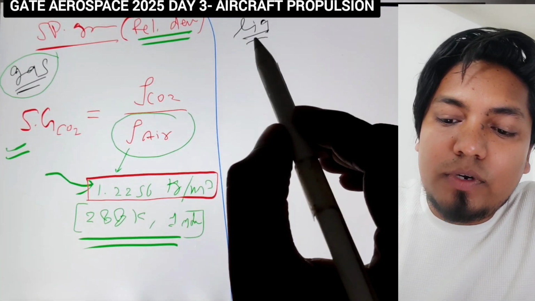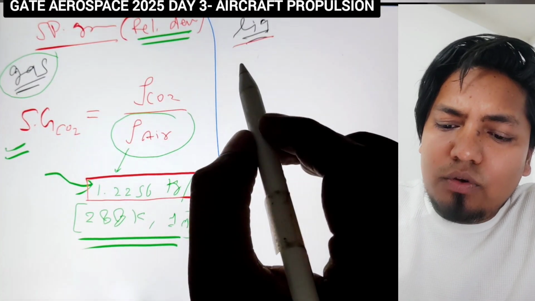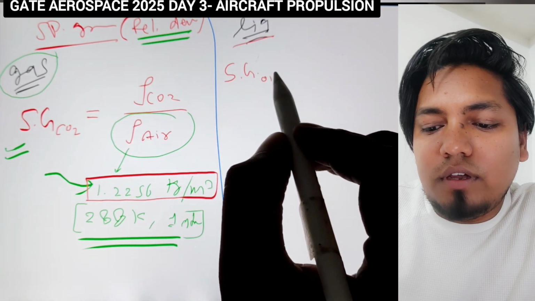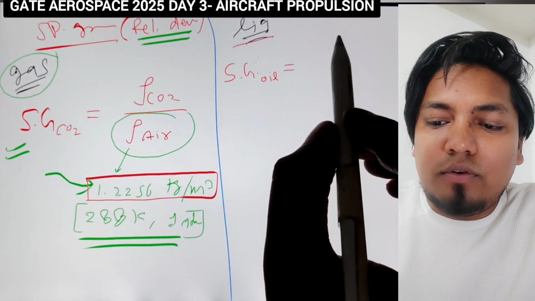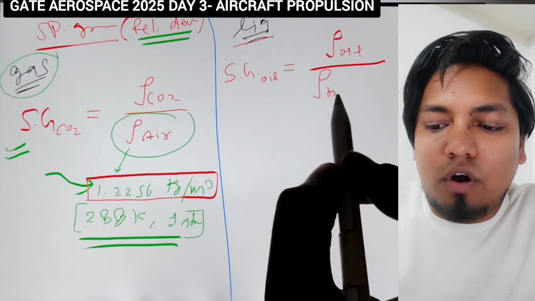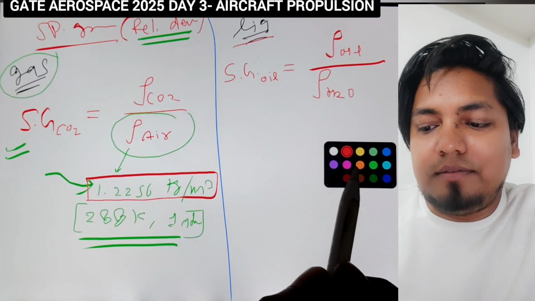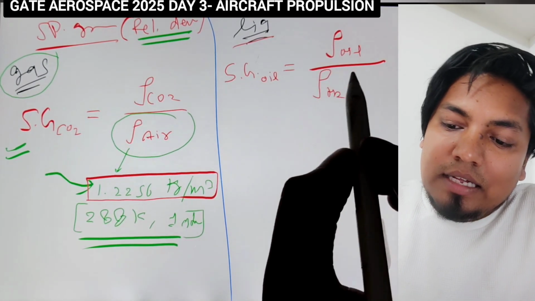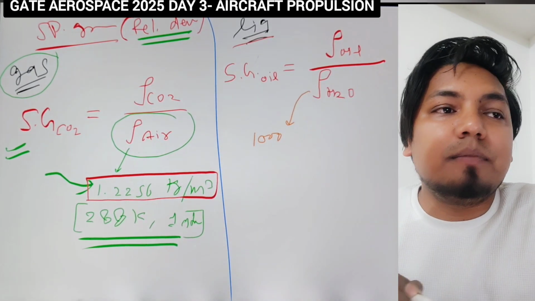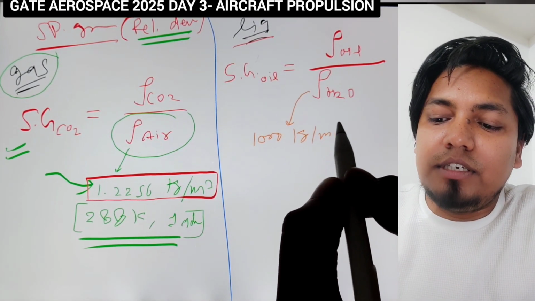Now in case of liquids, what happens? Suppose you are looking for specific gravity of oil. So what you have to do, density of oil divided by density of water. But again, challenge here, this rho you have to take 1000 kg per meter cube.